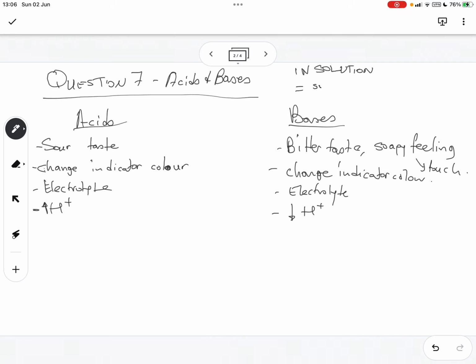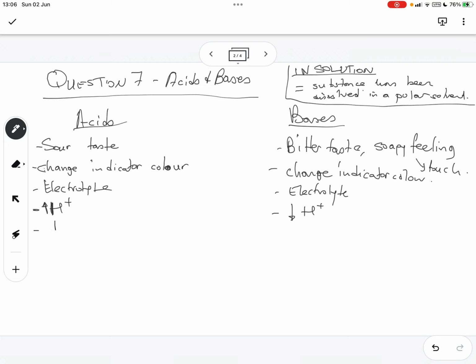So in solution equals substance has been dissolved in a polar solvent. For now, I'll be strict on that, but I think that makes sense. Ne?